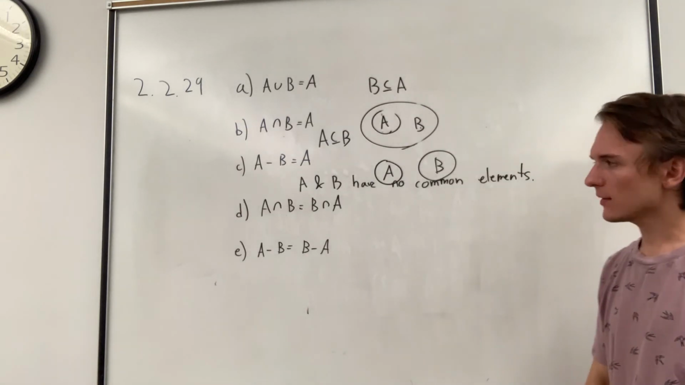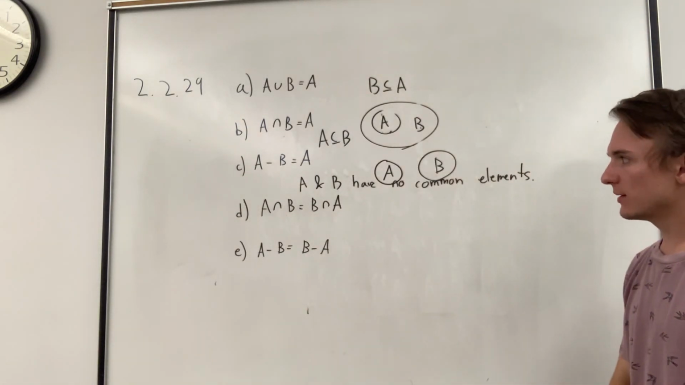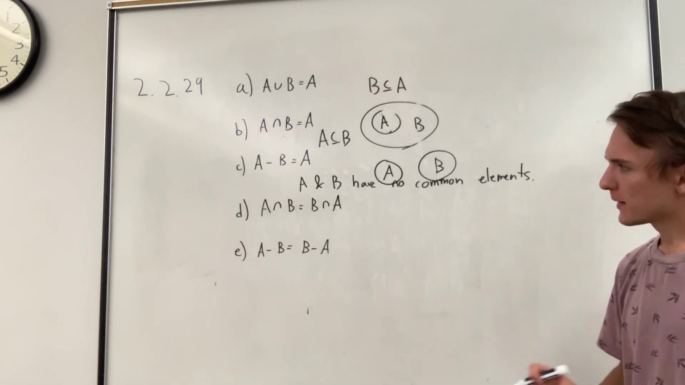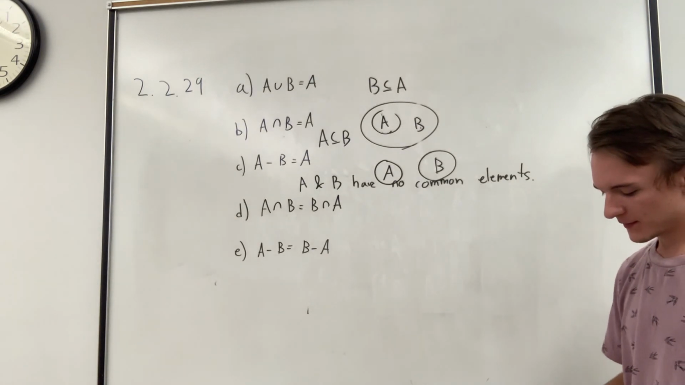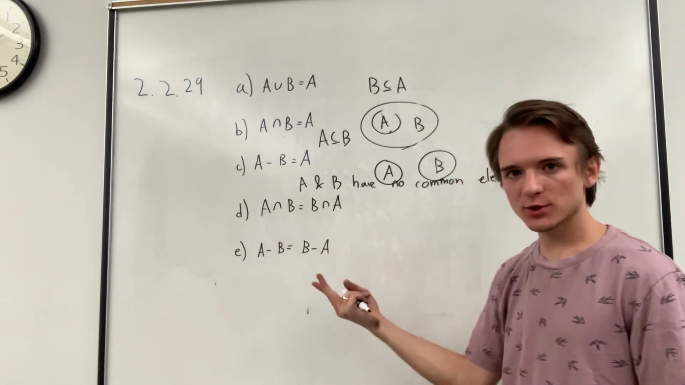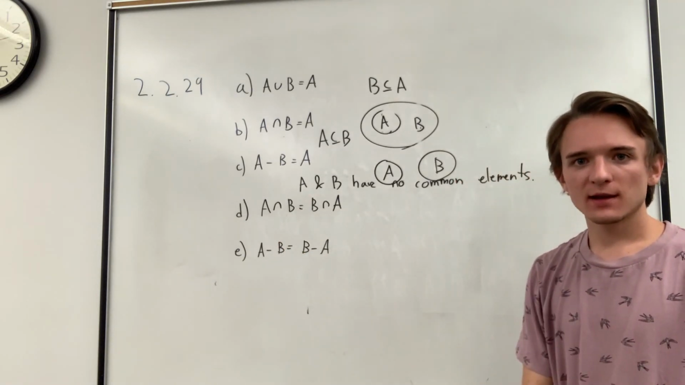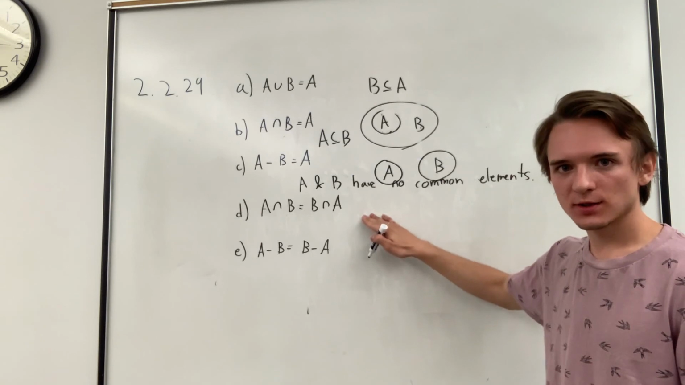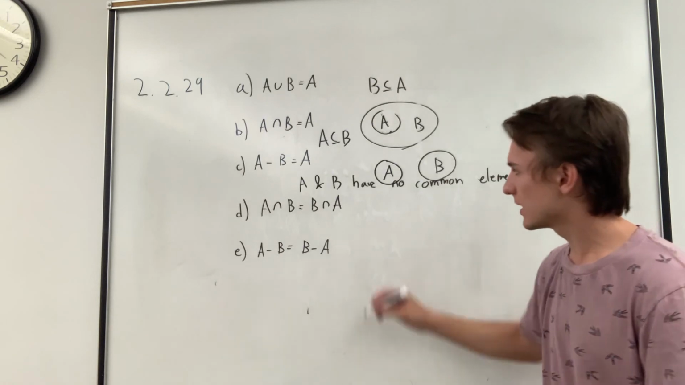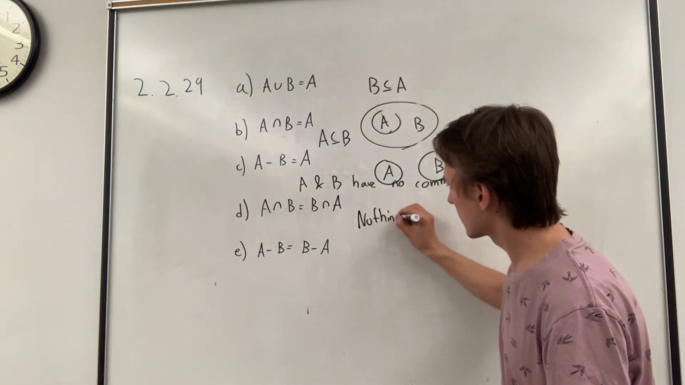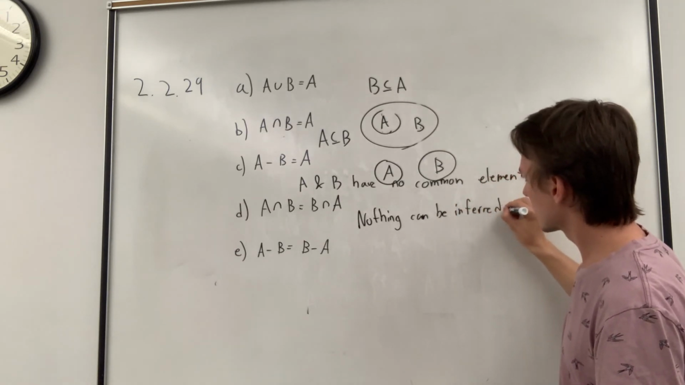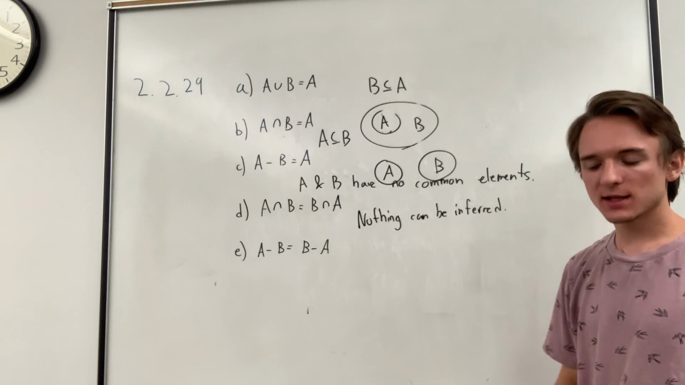For part D, we have A intersection B equal to B intersection A. Now with this, this is simply the commutative property, right? We're taking the A and the B and we're switching their places. Nothing can actually be inferred by this knowledge. These sets are still the same. Nothing can be inferred about A or B in any other relation. So, nothing can be inferred.